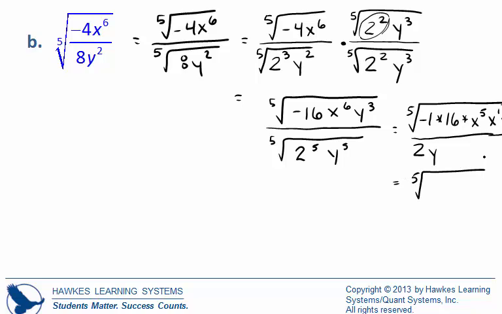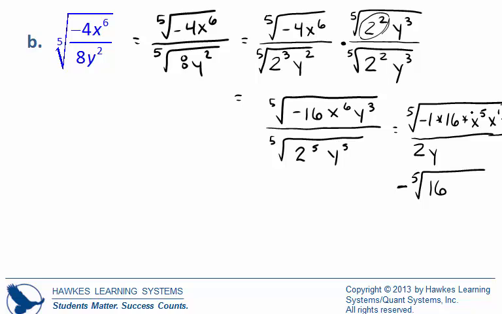Okay, so what do we know? We know that the 5th root, an odd root of a negative 1, will simply be a negative 1. So that negative is going to come outside as a negative 1. The 5th root of 16, I cannot take the 5th root of 16. There is no power of any number that would equal 16 when raised to the 5th power. So I'm going to leave the 16 where it's at.